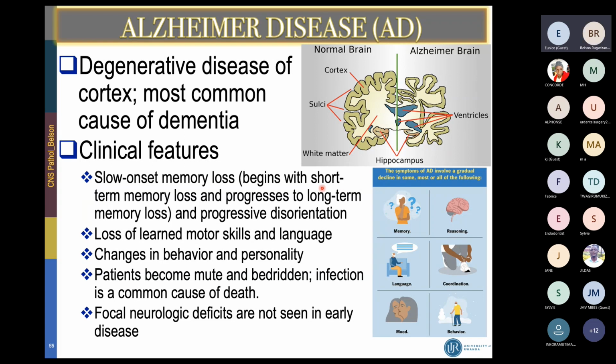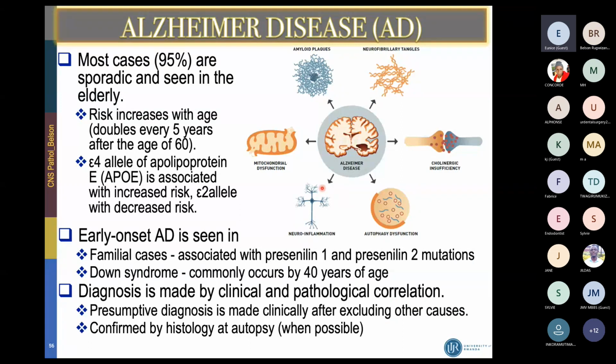As I was explaining, risk increases with age, doubling every 5 years after the age of 60. Kuvuga nyuma y'imyaka 60, indwara igenda yikuba kabiri buri myaka 5.